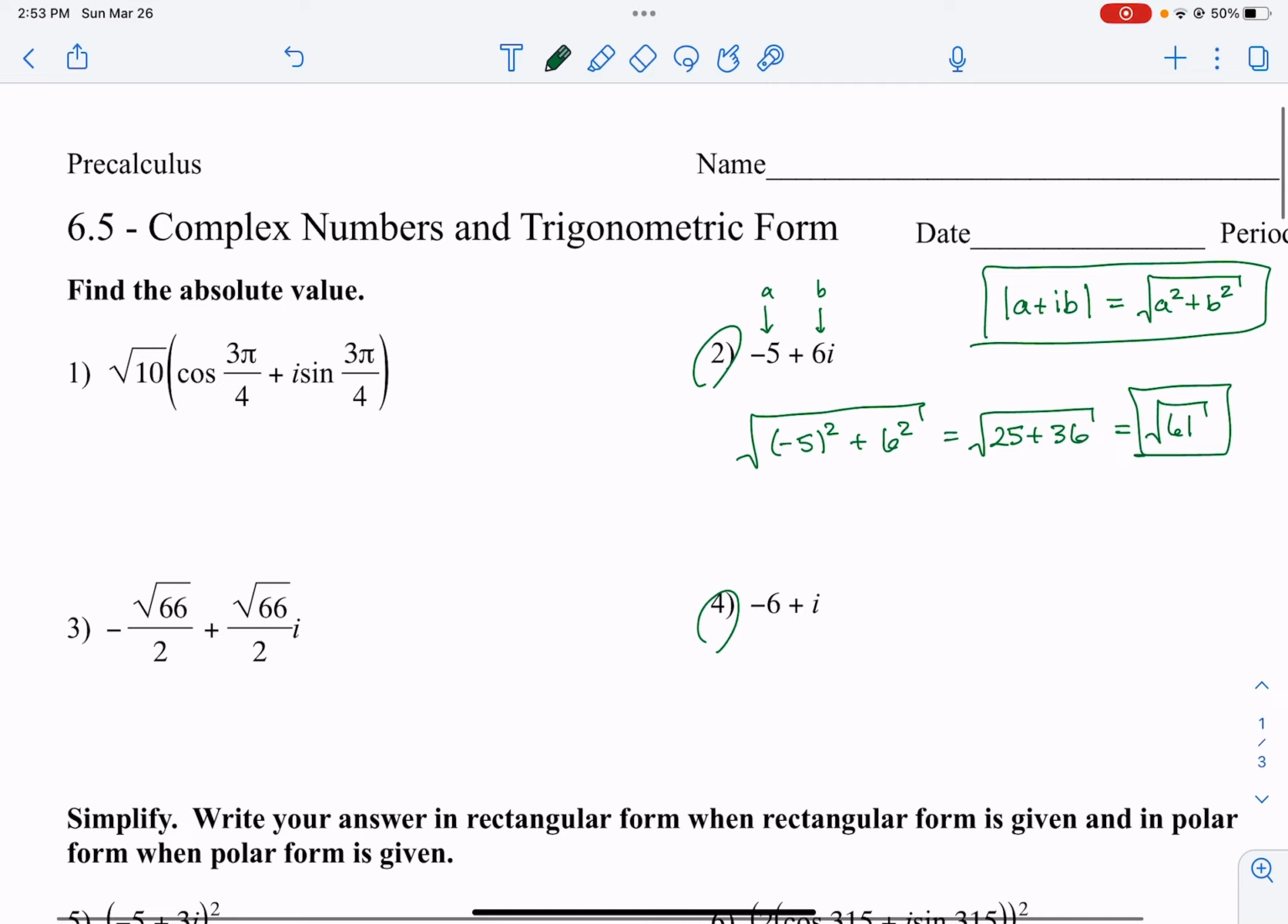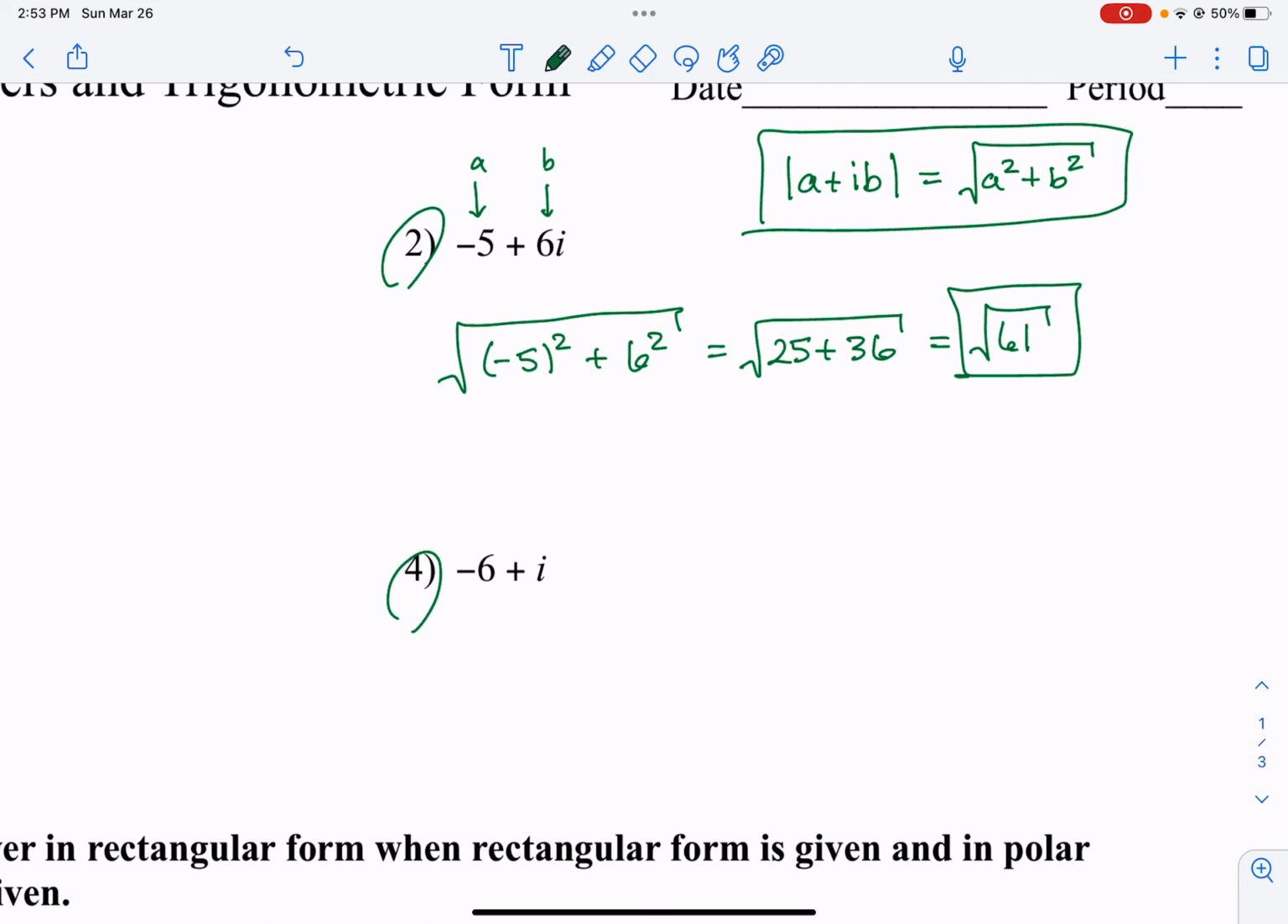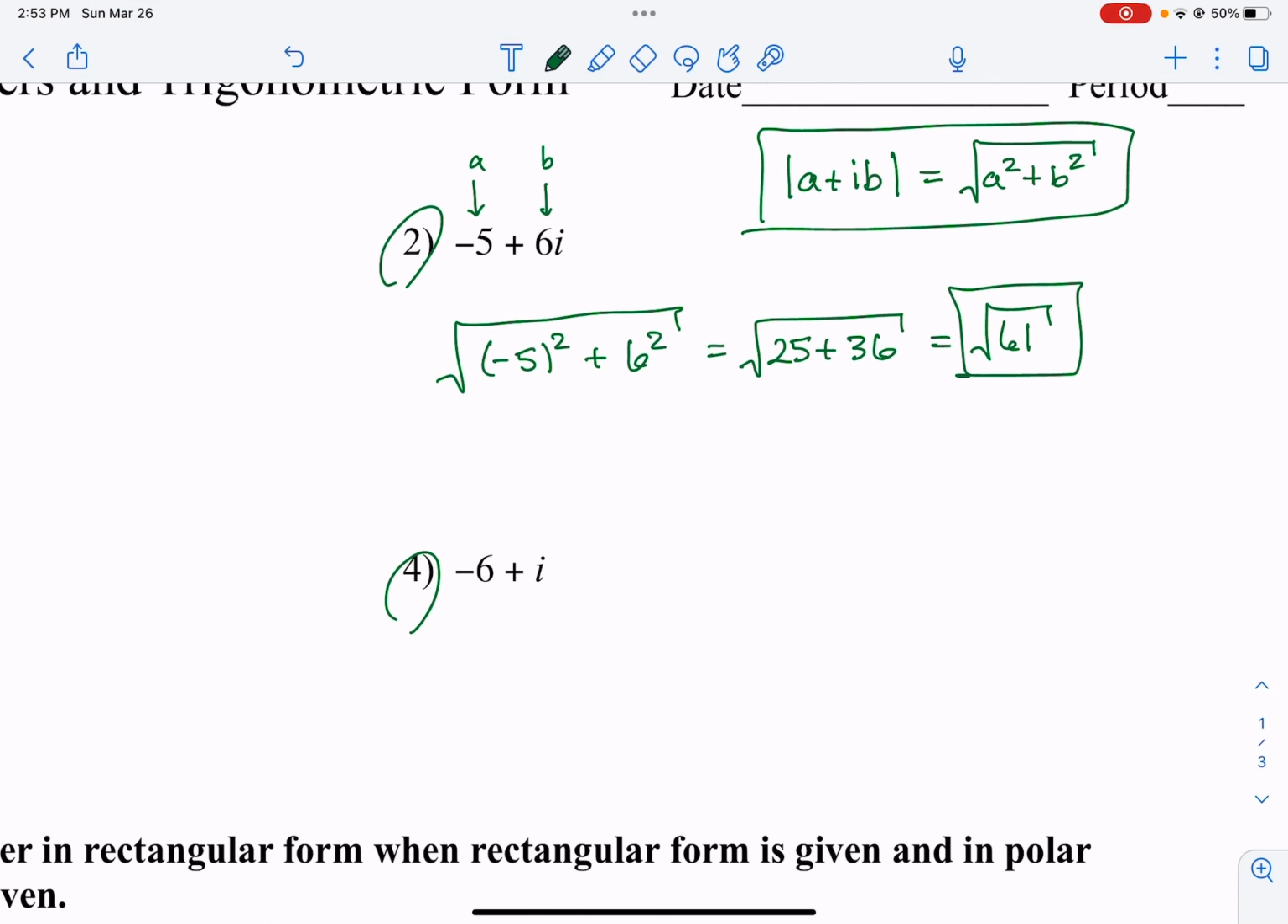There's no real reason to get the decimal there. And with 4, it's going to be the same thing. You might be wondering, what's the component, the imaginary part, right? Well, it's just going to be 1, because if you have I by itself, the coefficient is 1 there. So you would do the same thing, right?